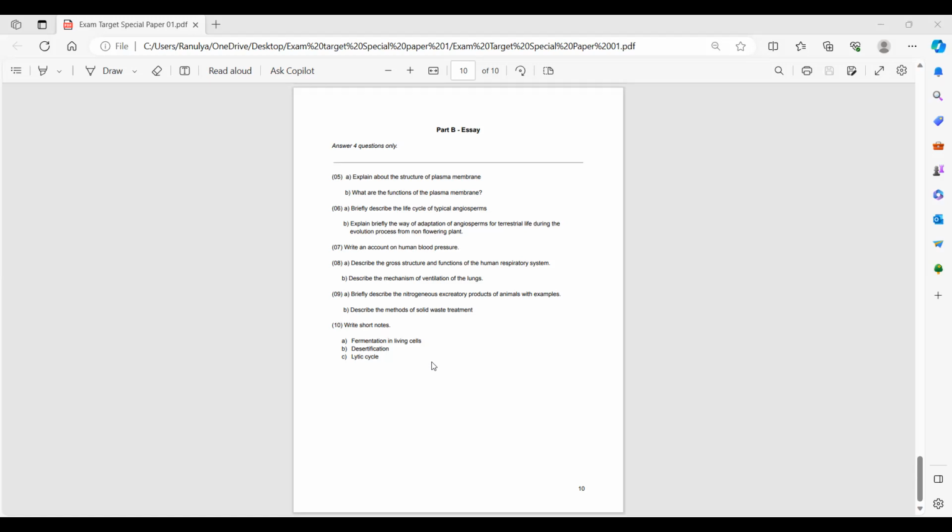Next point, after fertilization, ovary develops into fruit. Next point, ovules become seeds. Next point, zygote becomes embryo. Next point, endosperm nucleus forms endosperm. Next point, seeds germinate. Next point, embryo develops into sporophyte again. There are 40 points. Right?